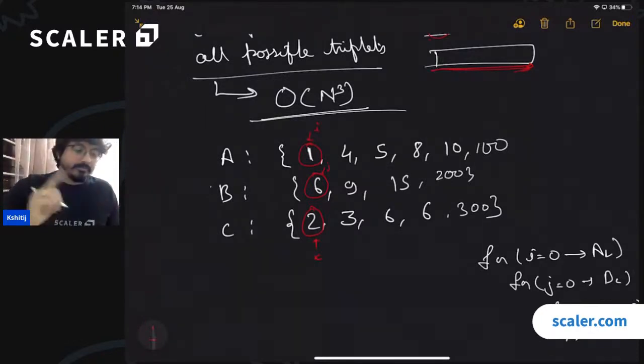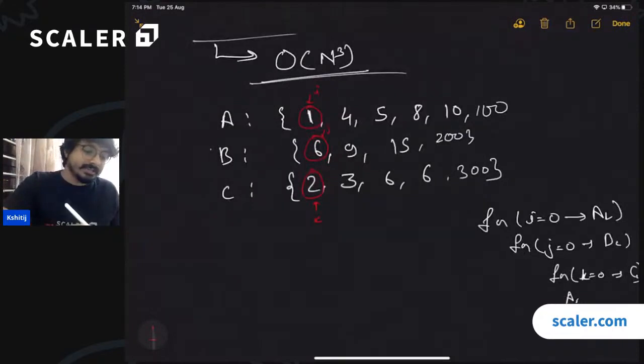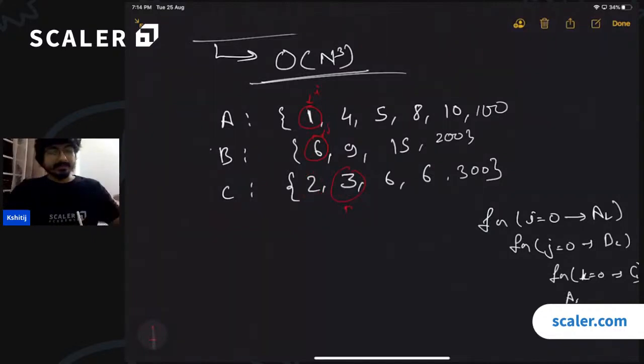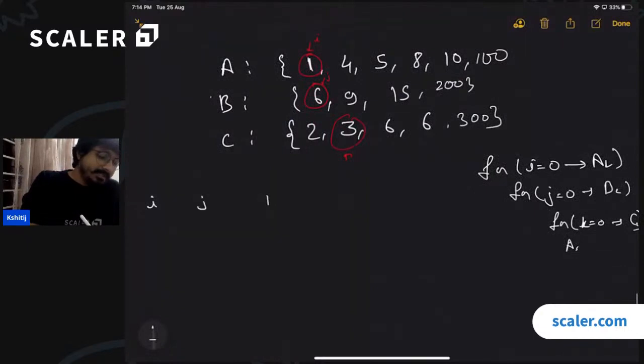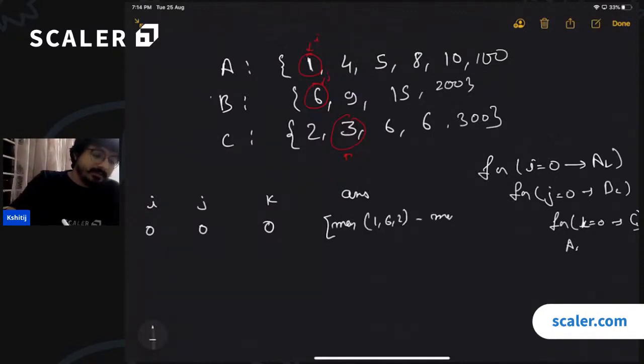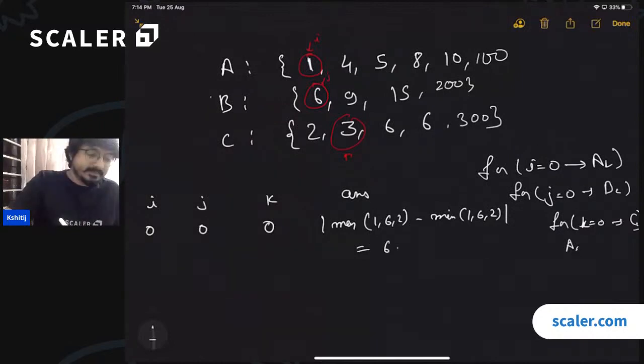Okay. Now what we are doing in the brute force is, first you check these triplets, then you increment K, right? Then you change K to this. Is it going to change the answer? So initially, when you have I, J, K, let's say that this is the answer. I was at 0, J was at 0, K was at 0. The answer was the maximum of 1, 6, 2 minus the minimum of 1, 6, 2, and the absolute value of this thing. The maximum of 1, 2, 6 is 6. The minimum is 1. The answer becomes 5.